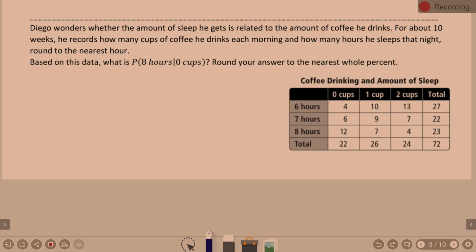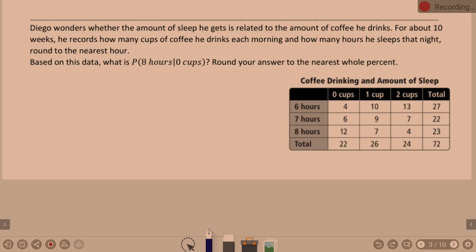Okay. Let's talk about Diego in the sense of how much sleep and how much coffee he drinks. So, Diego wonders whether the amount of sleep he gets is related to the amount of coffee he drinks. For about 10 weeks, he records how many cups of coffee he drinks each morning and how many hours he sleeps that night, rounded to the nearest hour. Based on this data, what is the probability that he gets 8 hours of sleep given he drinks no coffee? And we'll round our final answer to the nearest whole percent when we get there.